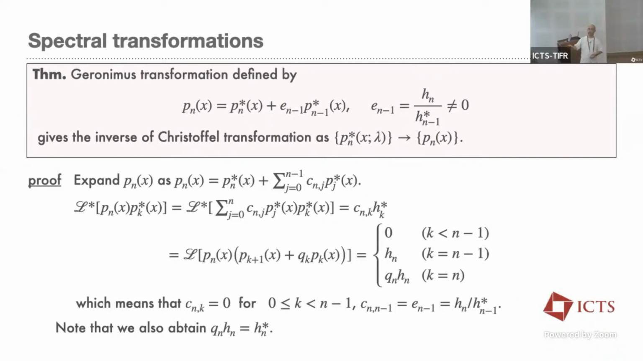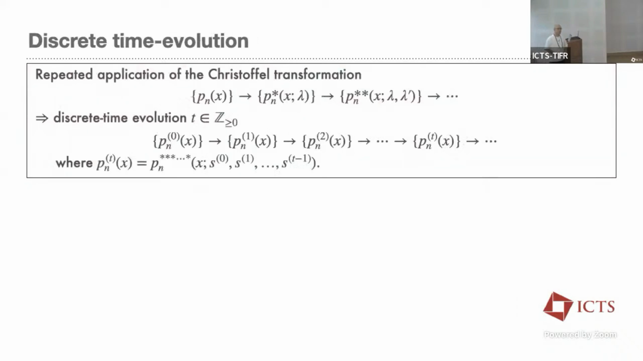And you see that it is almost the same as the discussion before. So in this case, we can say that this Pn can be expanded in only 2 terms, Pn star and Pn minus 1 star. This happens. And actually, starting from these 2 transformations, we can introduce some discrete time evolution from forward step and backward step.